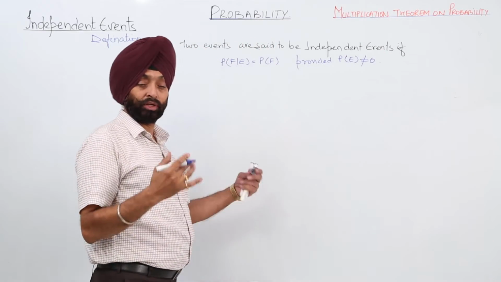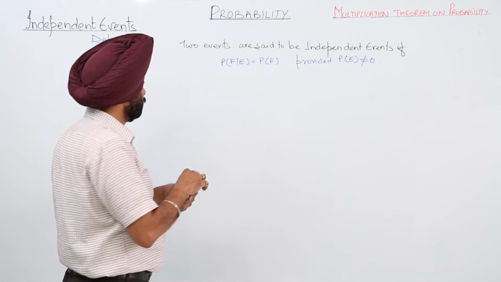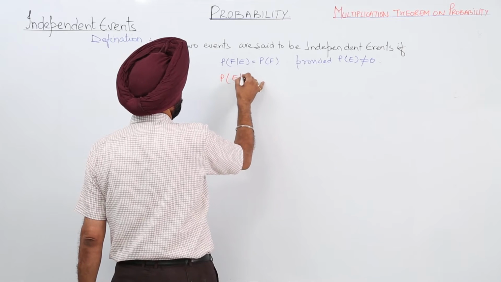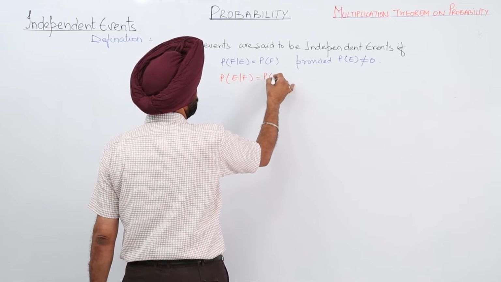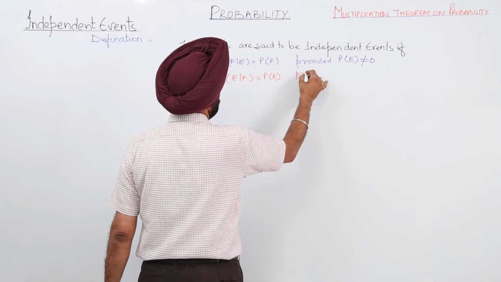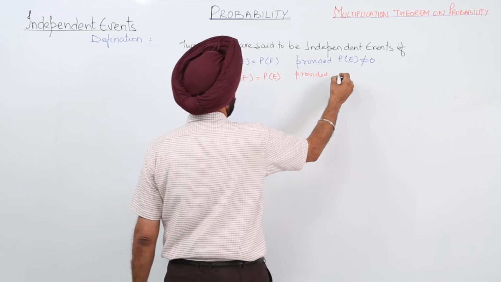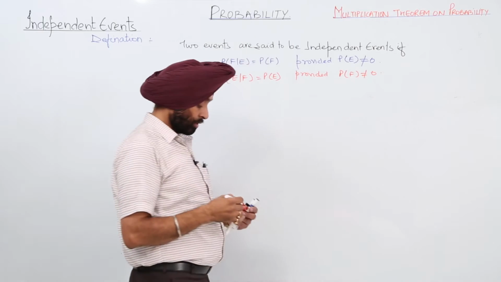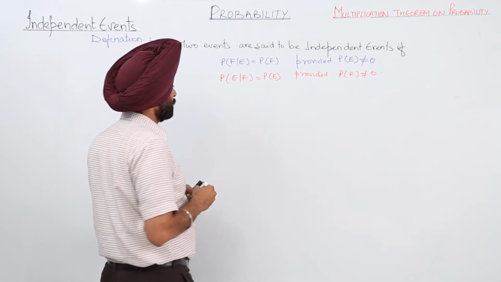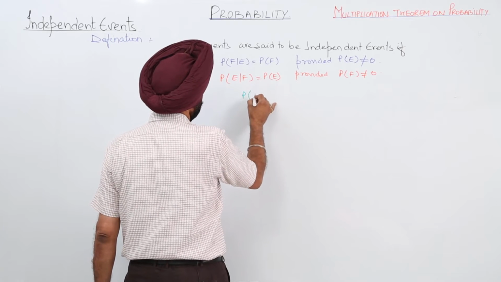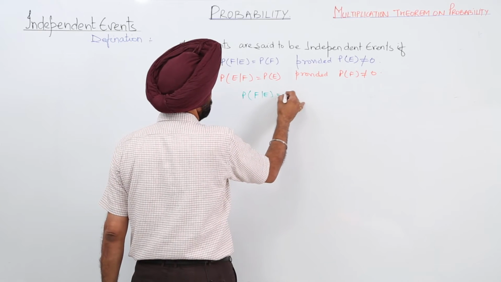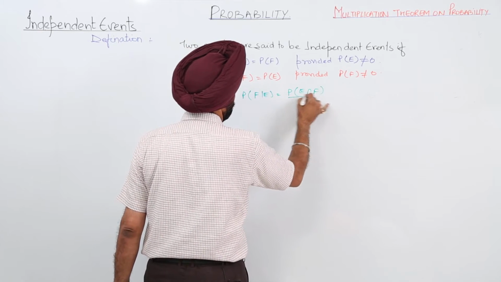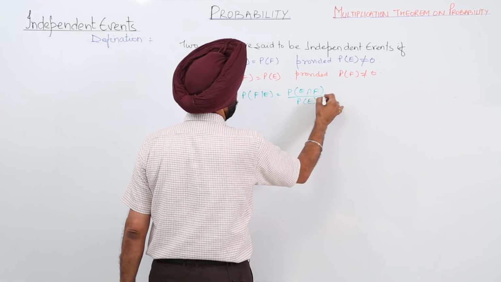First condition. Okay, I have already discussed it, already shown you with very good examples. And the second condition is just P(E|F) is equal to P(E), provided P(F) here is not equal to 0. Okay. So what we did in the last explanation, P(F|E) is equal to probability of E and F upon probability of E. Okay.